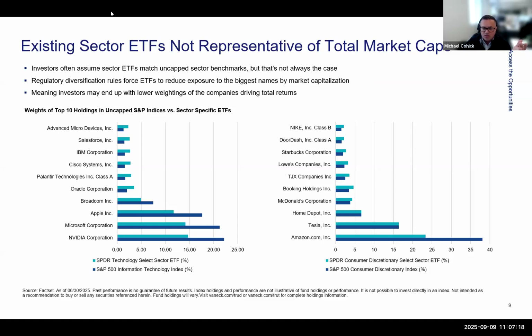So let's look at these graphs a little more closely. We'll look at technology on the left. The lighter blue line represents a capped sector index in the technology sector, and the dark blue bar represents an uncapped benchmark. At the top, you can see that with the capped benchmark, you end up overweight smaller capitalization names, whereas at the bottom, you end up severely underweight the larger capitalization names. And the larger capitalization names are usually the stocks that are driving the sector's performance.